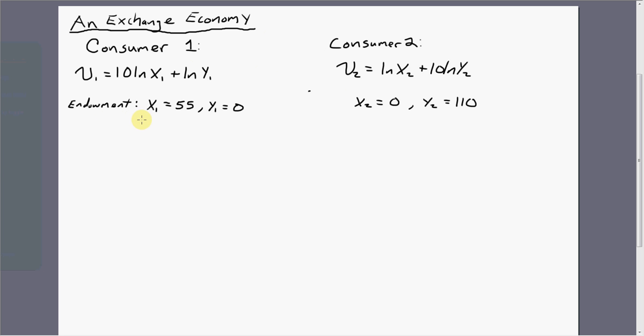Consumer 1 has initial endowment of 55 units of good X and 0 units of good Y. Consumer 2 has an initial endowment of 0 units of good X but 110 units of good Y. The subscripts just represent consumer 1 or consumer 2. So what we're going to try to find here is the equilibrium, the Walrasian equilibrium. We're going to first start by constructing the budget constraint.